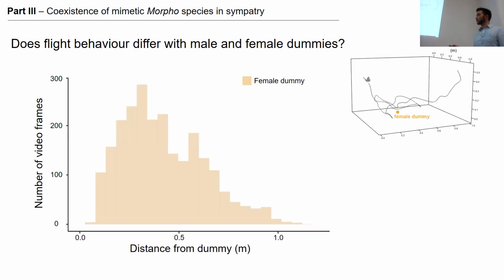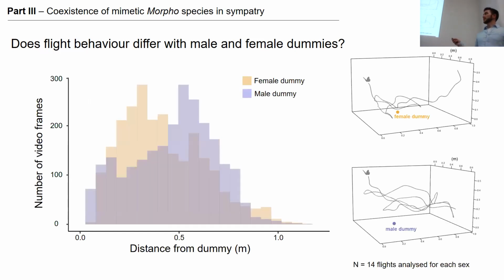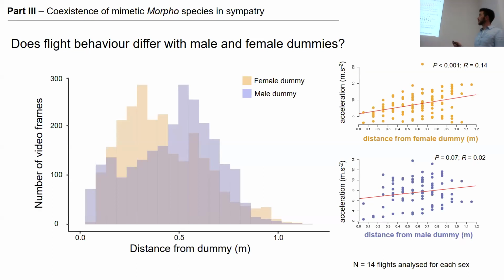Here you see the variation in distance of the visitor butterfly when the dummy was a female. And they spent most of their time at close range to the female dummy. When the dummy was a male, however, they tended to keep their distances. As you can see on the right, the flight trajectory was different. And I found another interesting difference when looking at flight acceleration.